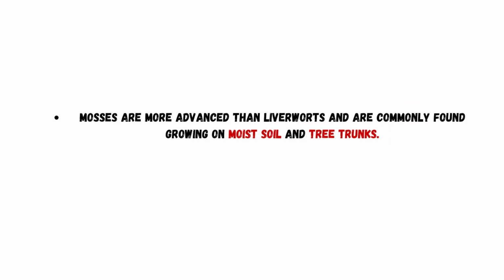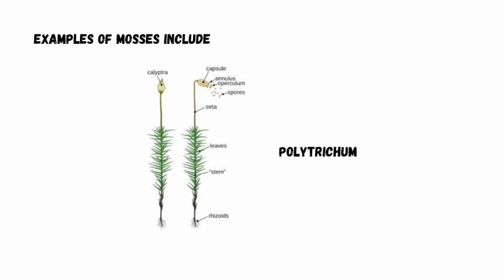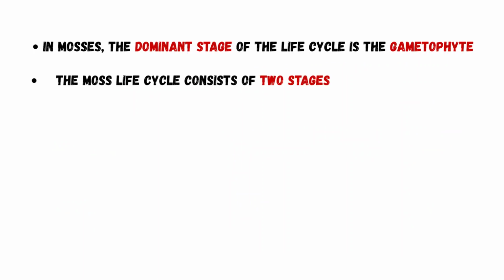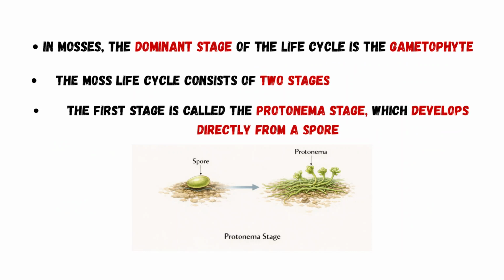Mosses are more advanced than liverworts and are more commonly found growing on moist soil and tree trunks. Examples of mosses include Funaria, Polytrichum, and Sphagnum. In mosses, the dominant stage of the life cycle is the gametophyte. The moss life cycle consists of two stages. The first stage is called the protonema stage, which develops directly from a spore.